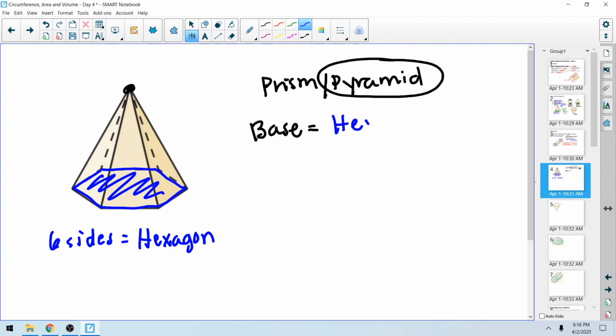And if you forgot any of these, 6 sides, 5 sides, 4 sides, 7 sides, Google is your friend. Okay, don't sit there and say, I don't know. You're on a computer, use it. So the base is a hexagon, so the way we name this guy is we call him a hexagonal pyramid.